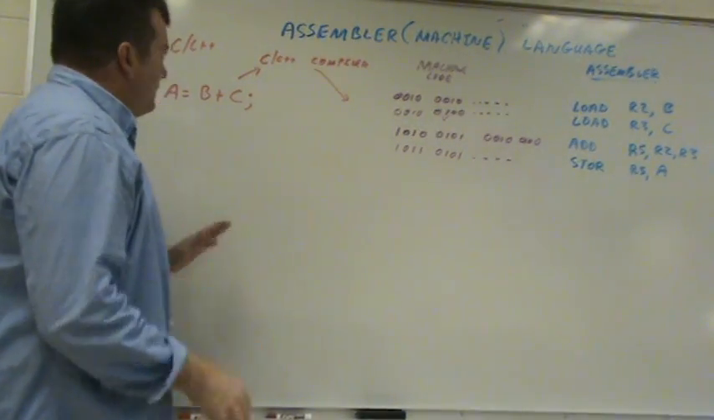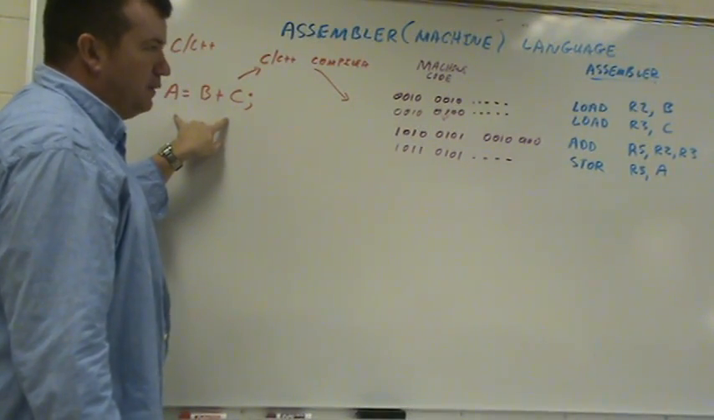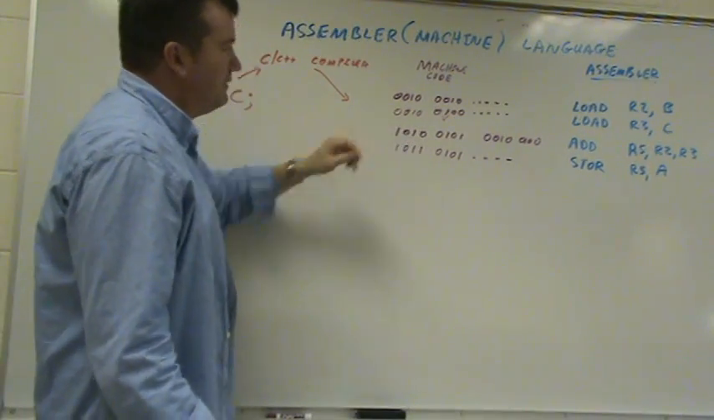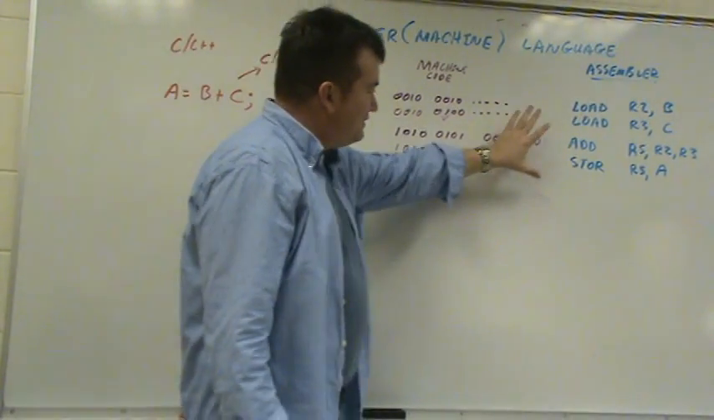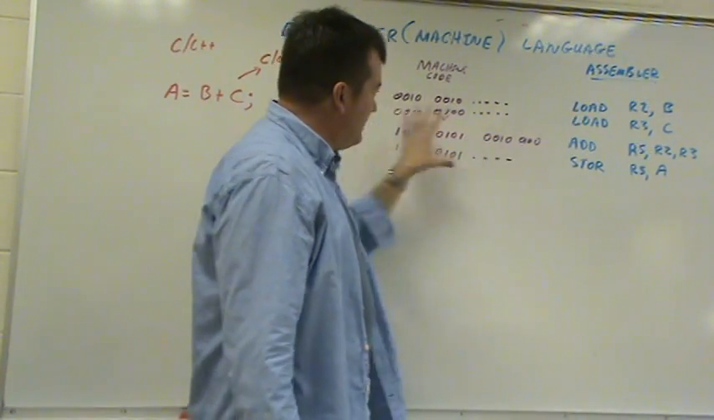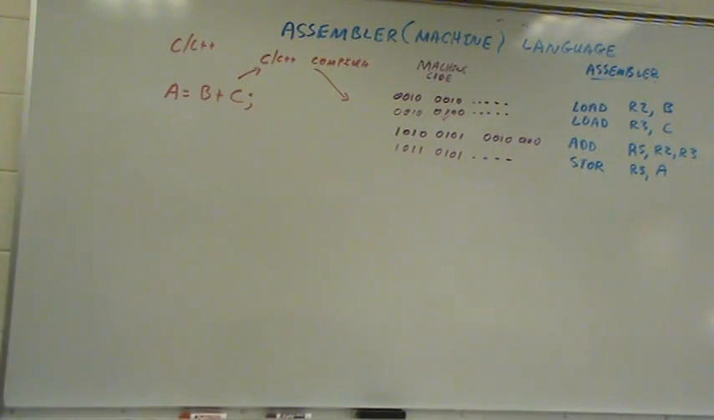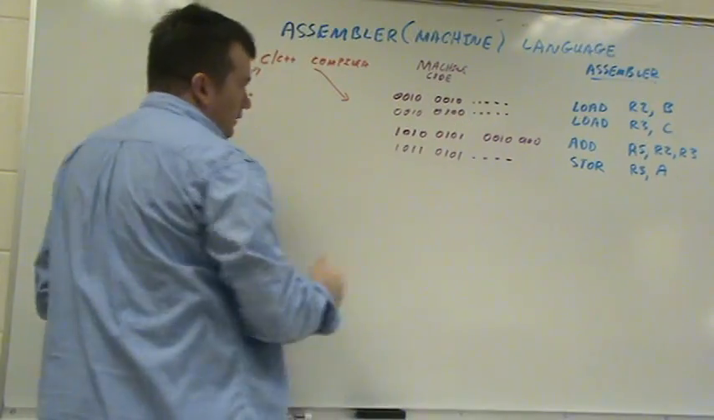A lot of times you hear people say compilers take high-level language code like C, C++ or Java, and they generate assembler language code. That's not really true. They generate machine code. Assembler is just a program that reads machine codes and converts it into somewhat English-looking line-for-line code.